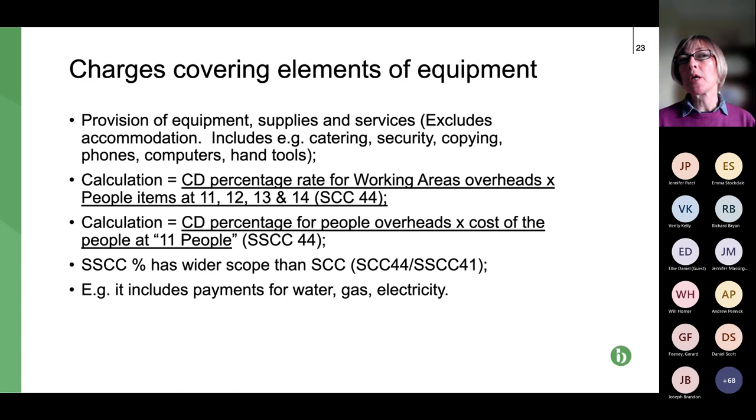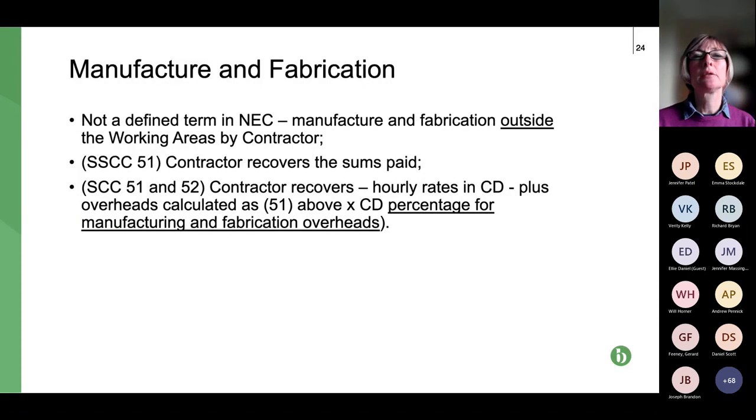As far as the percentages go, the shorter schedule has a wider scope than the ordinary schedule. So, for example, that one includes water, gas, electricity, etc. So if we can have the next slide, please.